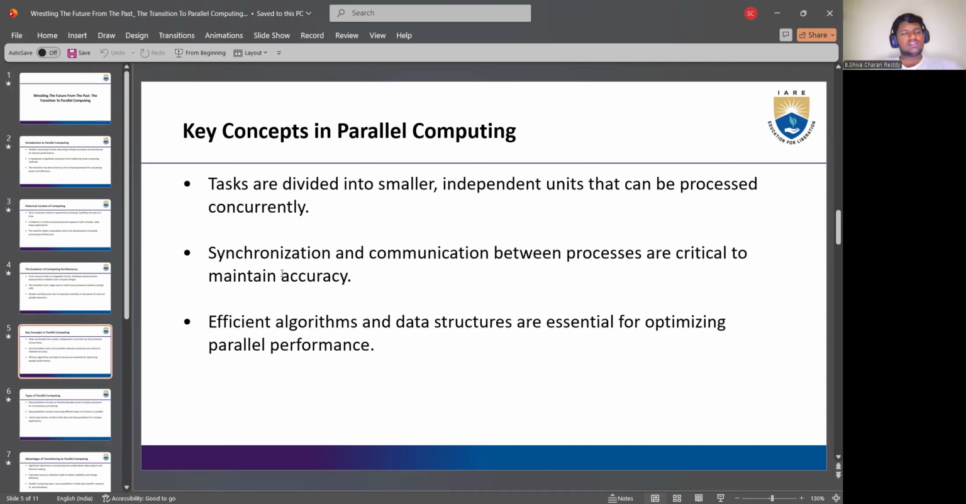This is how the smaller tasks can all be processed at once. Instead of one large complex task, they are divided into 100 small tasks, which is less burden for the computer itself. Synchronization and communication between these processes is critical to maintain accuracy, because if the 100 small tasks have accuracy errors, it may corrupt the one big task from which they are derived. So synchronization between every one of these independent units of tasks is very necessary. Efficient algorithms and data structures are used to optimize these divided tasks to achieve proper accuracy and parallel performance.